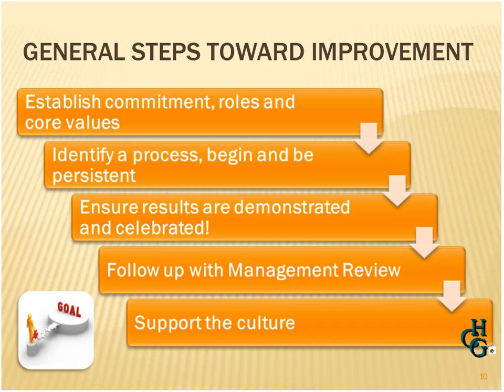Well, these are the general steps toward improvement, and we'll just kind of briefly talk about these. First of all, you've got to establish commitment from the top of the organization throughout the organization. Each level should understand their role in the process and how it relates to the core values of the business. The next step that we briefly mentioned is that you identify a process, then get that process going and be persistent and keep it going.